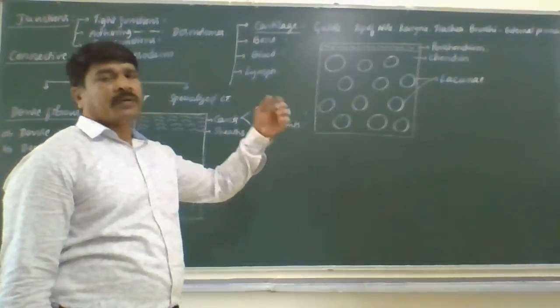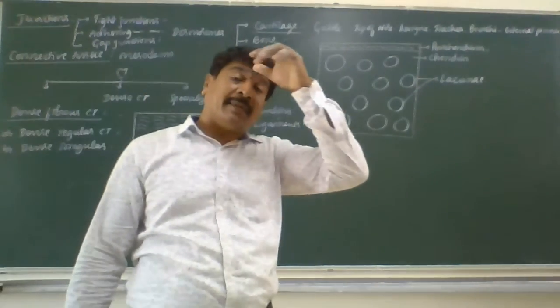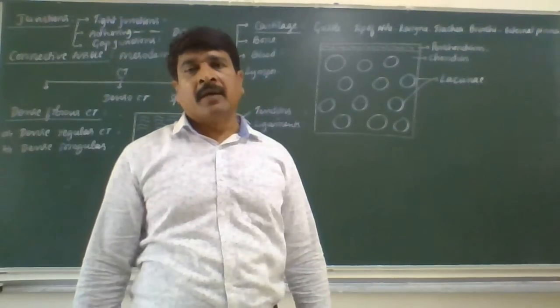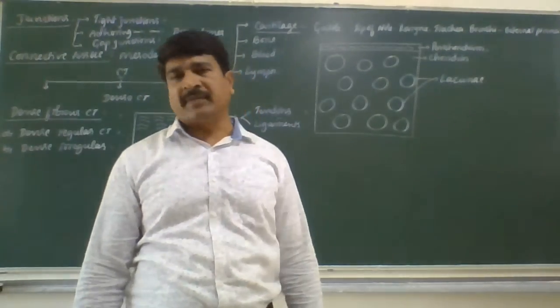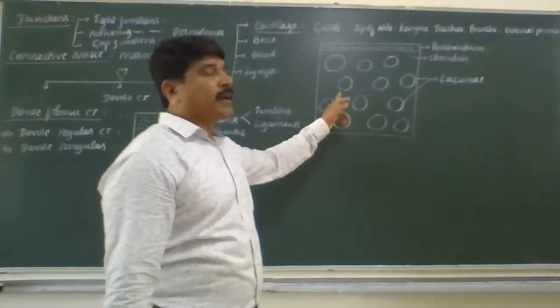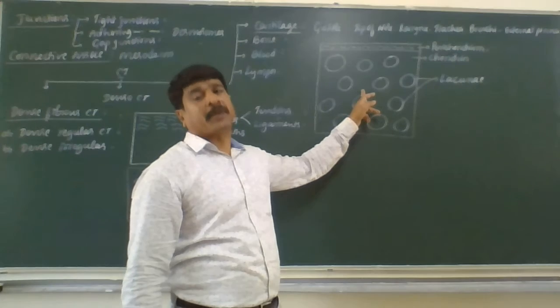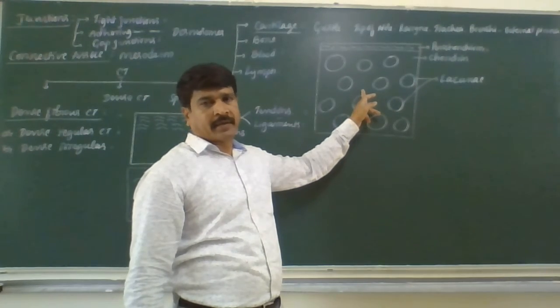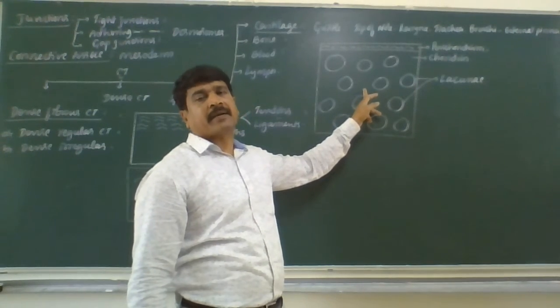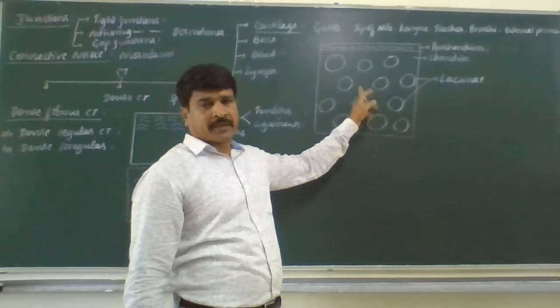Also, white fibers are present in the matrix of the cartilage. But white fibers are not clearly visible because both the matrix and white fibers have the same refractive index and staining property. I think that is why white fibers are not clearly visible.